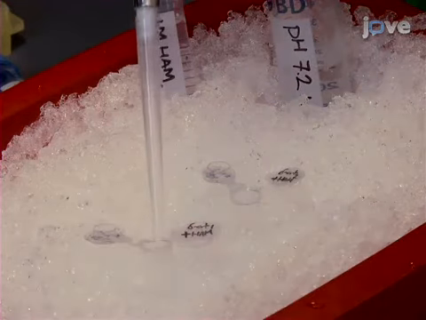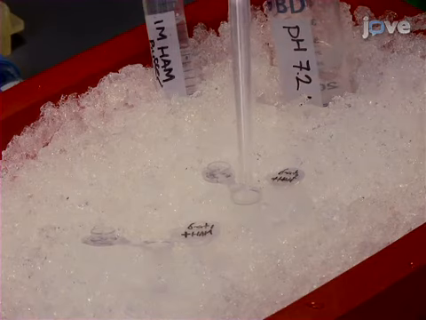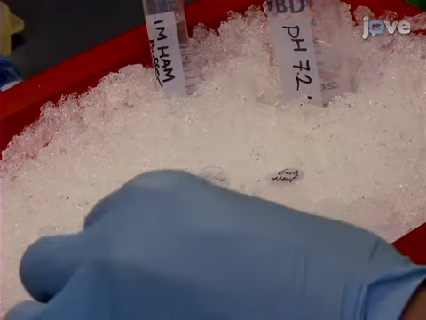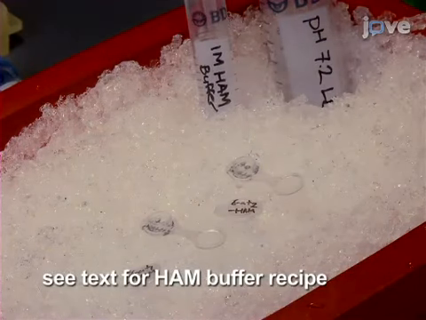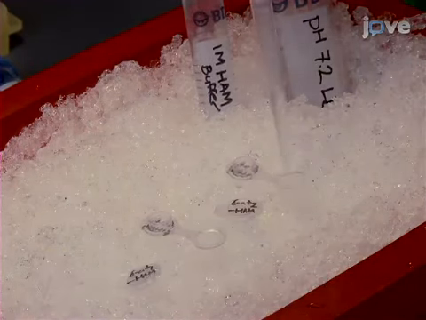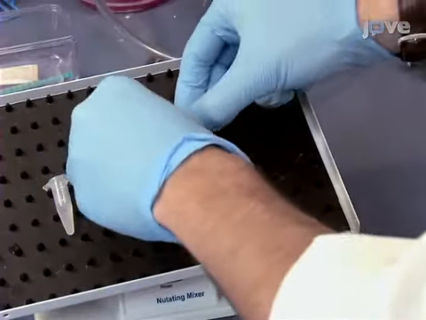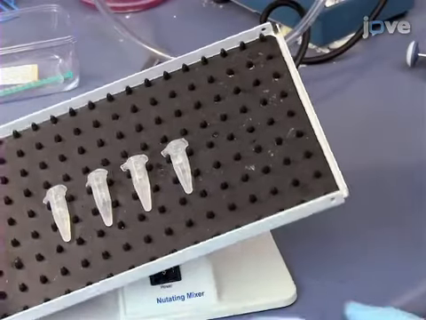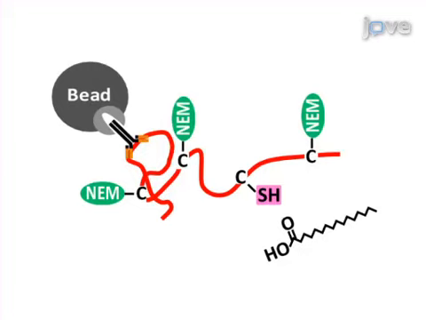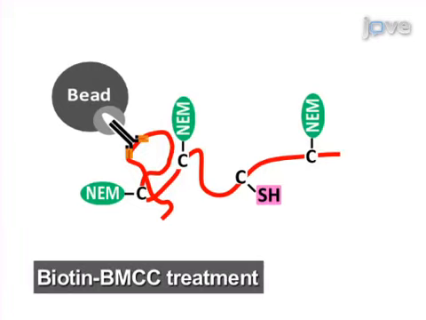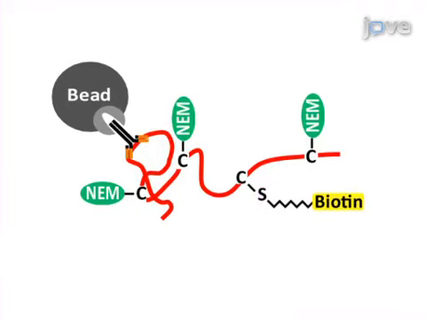Following sample wash, add 0.5 milliliters per sample of lysis buffer, pH 7.2, to all -HAM samples. Add 0.5 milliliters per sample of HAM buffer to all +HAM samples. Then, nutate all samples for 1 hour at room temperature. Do not exceed 1 hour. Following HAM treatment, perform acyl biotin exchange by biotin BMCC labeling as discussed in the written procedure.